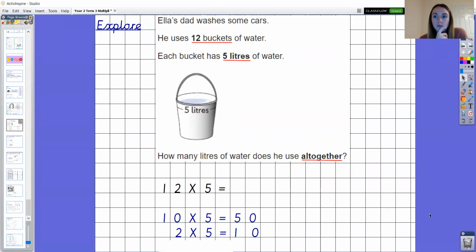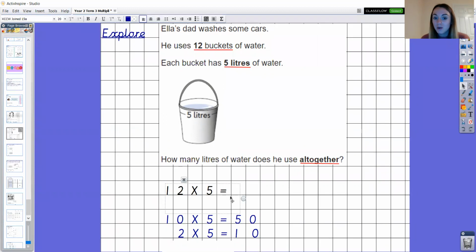Fantastic. Okay, so we found 10 times 5 and 2 times 5, which all together would give us the total of 12 times 5. So let's have a look at these 2-digit numbers. We must always add the ones first. How many ones can you see in the number 50 and the number 10? Brilliant. So 0 add 0 equals, well done, 0 still.